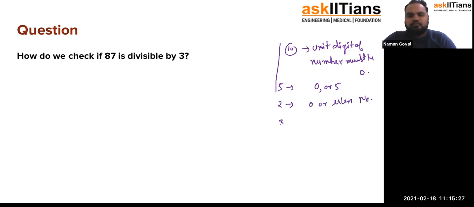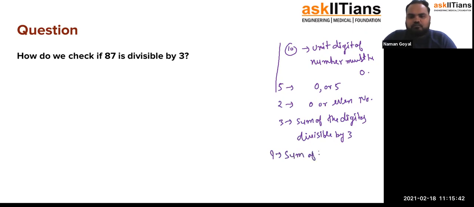For 3, the sum of the digits must be divisible by 3. For 9, the sum of the digits must be divisible by 9. We have these tests for divisibility.